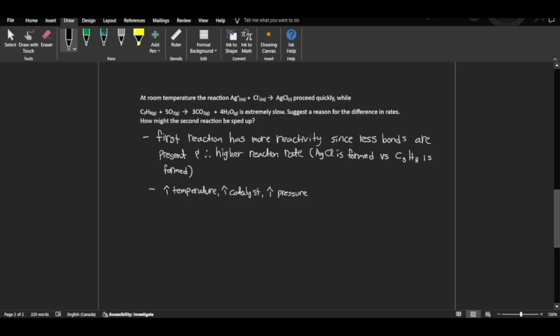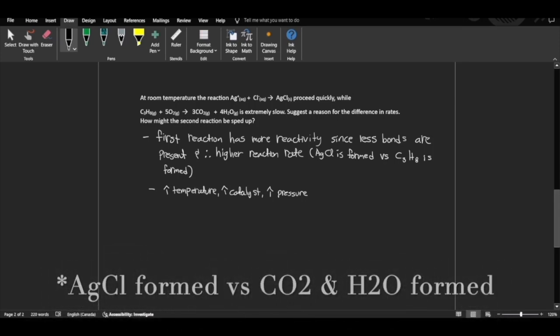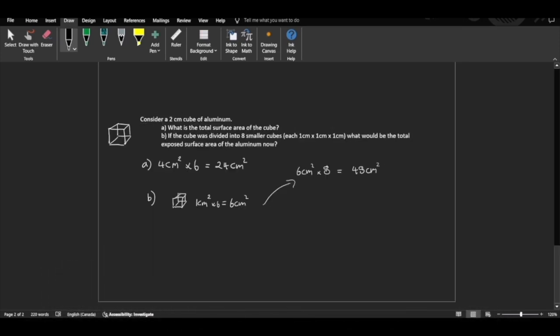Hopefully this helps. This is the answer to the first question. This here's the answer for the second question.